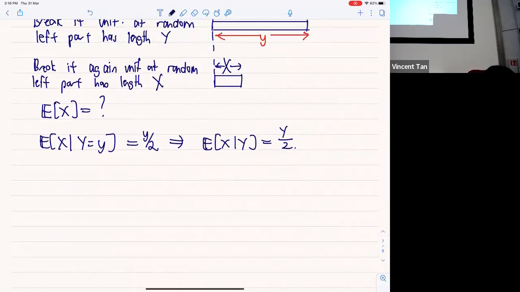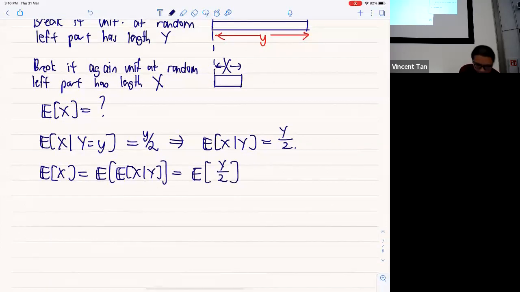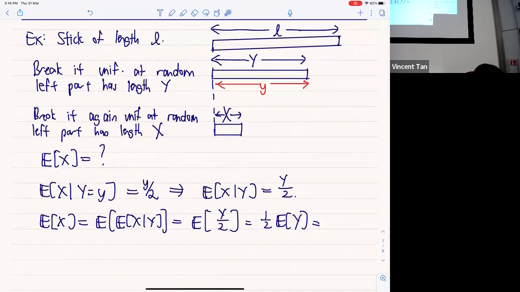Now, by the law of iterated expectations, this is the expected value of the random variable expectation of X given Y, which is the expected value of Y over 2. You can take out the constant half and you're left with the expected value of Y. What is the expected value of Y? You're breaking the first stick uniformly at random, so the expected value of Y is L over 2. So this is half times L over 2, which yields L over 4, which corroborates our intuition. We break 2 times, the leftmost stick is of length L over 4 on average.